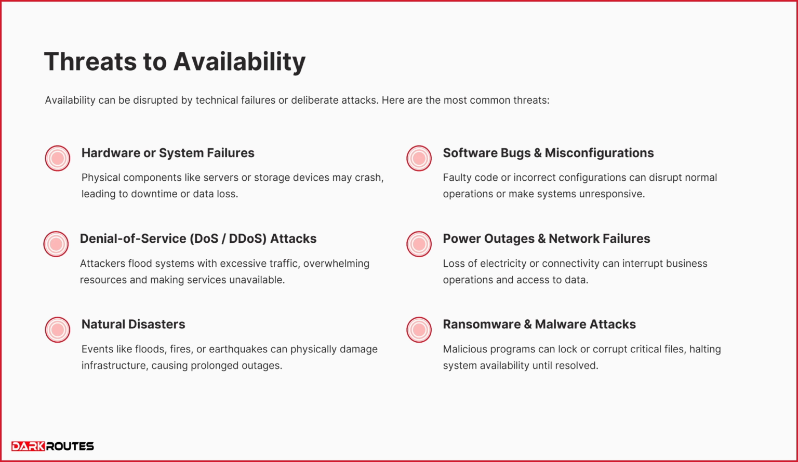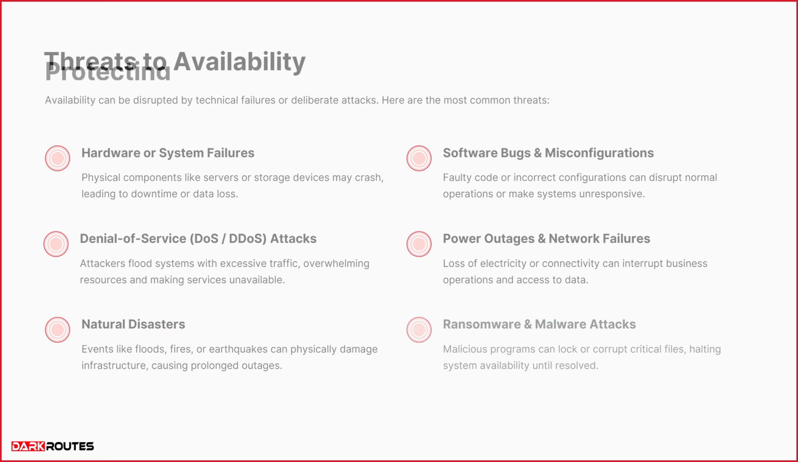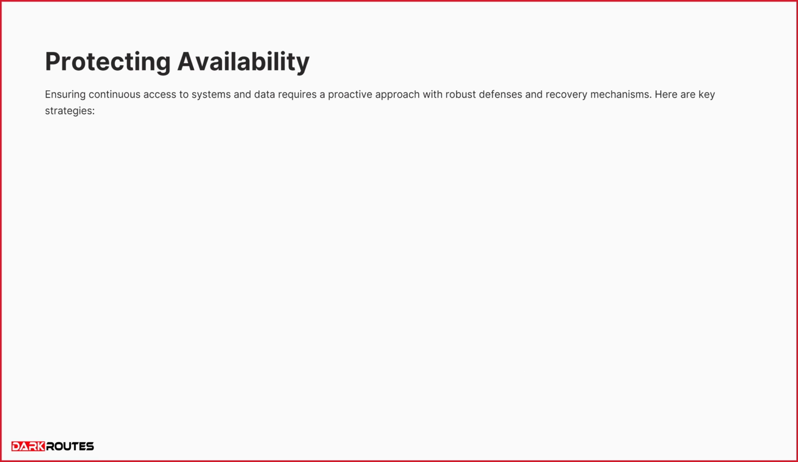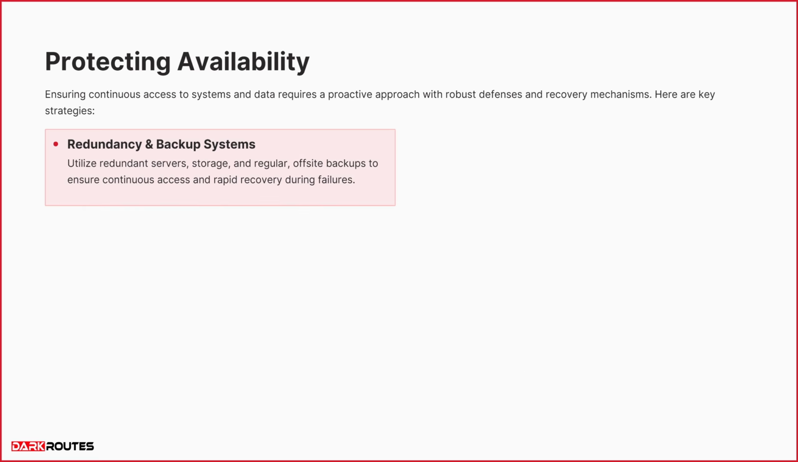Now that we know what can go wrong, let's look at how we can protect availability. Redundancy and backup systems. The first line of defense is redundancy, having backups for everything that matters. For example, major cloud service providers like AWS and Azure replicate your data across multiple regions to maintain uptime.